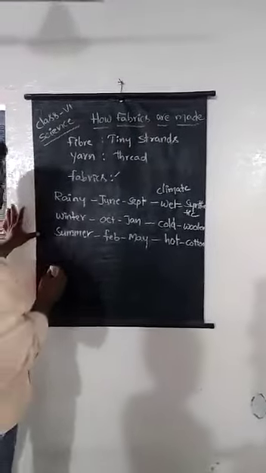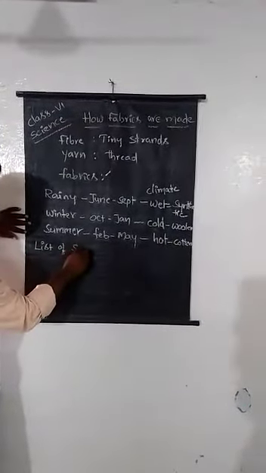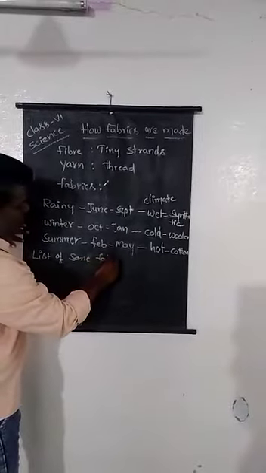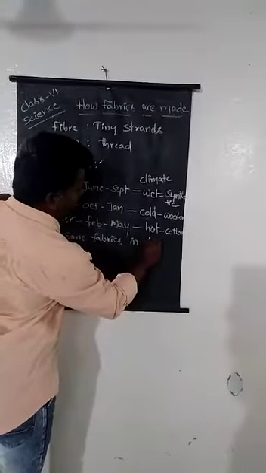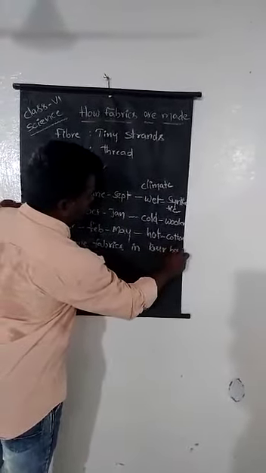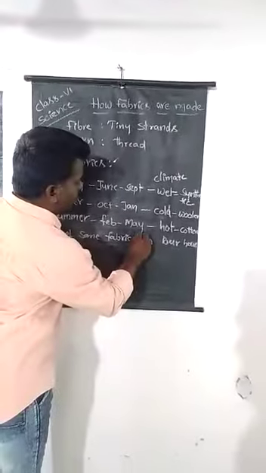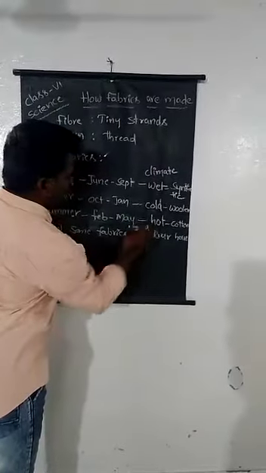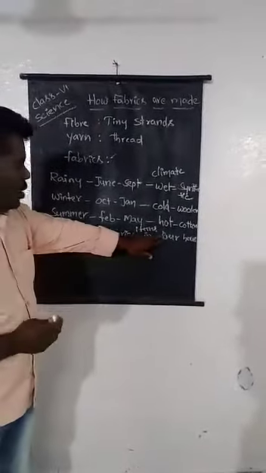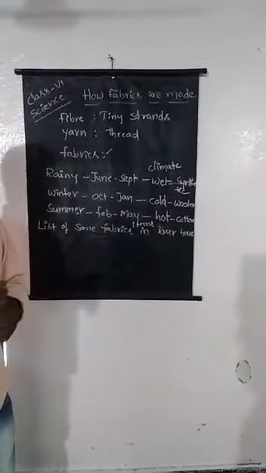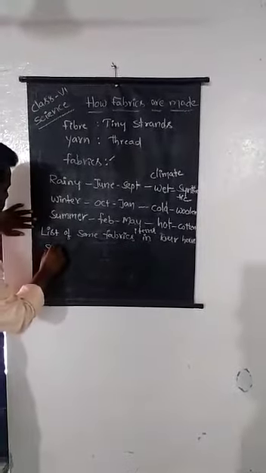After that, I am going to discuss a list of some fabric items in our houses. What are the different fabric items that are observed in our houses? First one, silk. This is one of the fabrics.